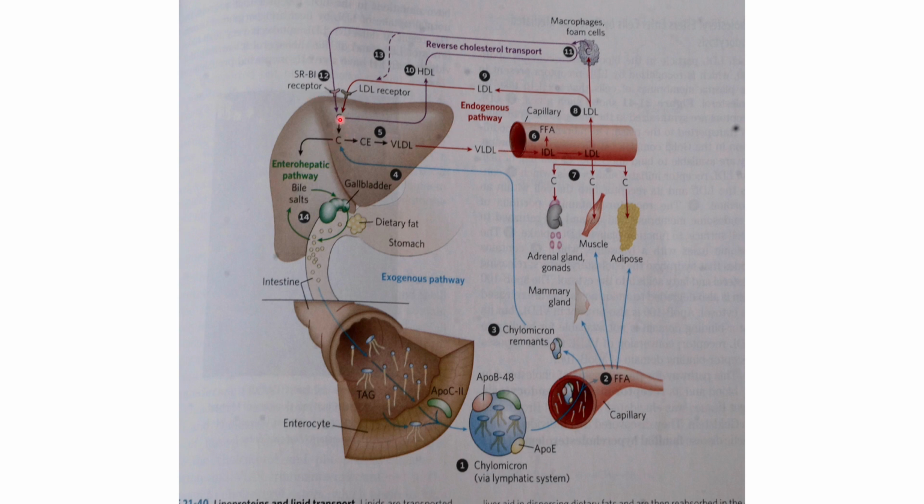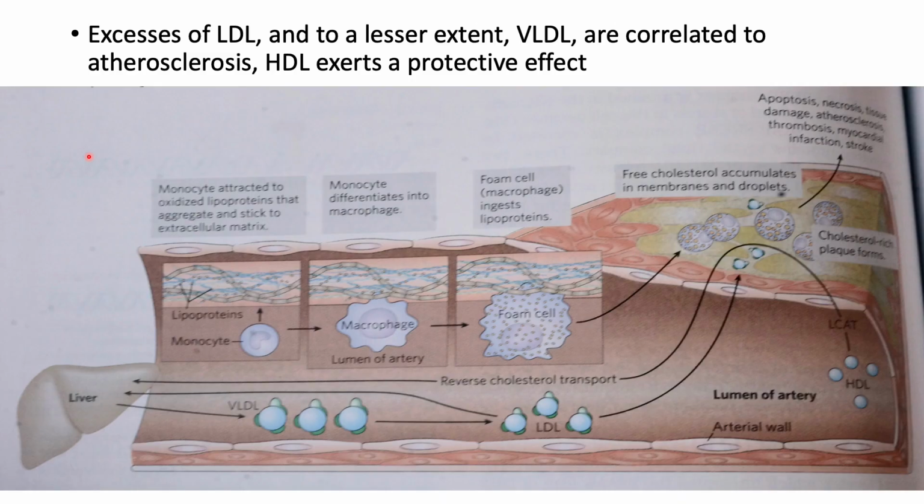You can also get LDL produced, and that can be peripherally metabolized and formed and go to LDL receptors in the liver. You also have production of HDL, and you can get those produced, and they can eventuate in macrophages and foam cells, which is the end-stage repository for LDL and HDL. So physiologically speaking, excesses of LDL and VLDL are correlated to atherosclerosis, while HDL has a protective effect.